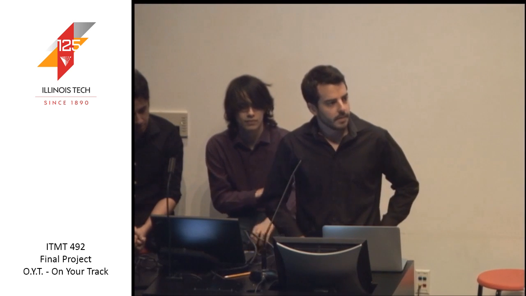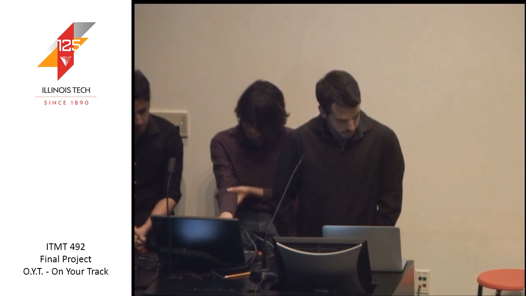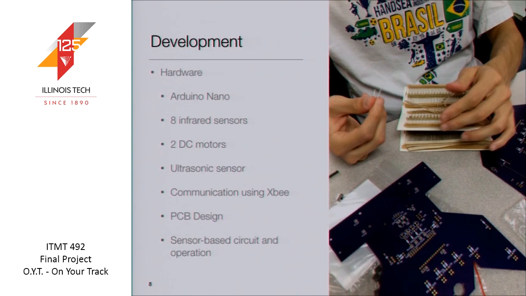All right, guys. Good afternoon, everybody. We'll talk a little bit about the hardware of our robot and the circuit. Basically, we use the Arduino Nano. The main reason to use the Arduino Nano is the size. Even though it is about a quarter of the size of an Arduino Uno, it has the same processing power and enough inputs and outputs, either analog or digital. It's perfect for our project.